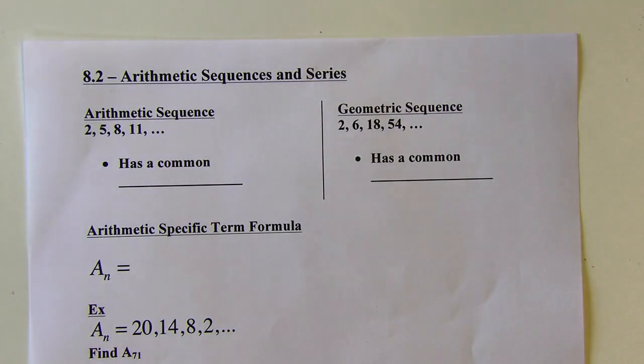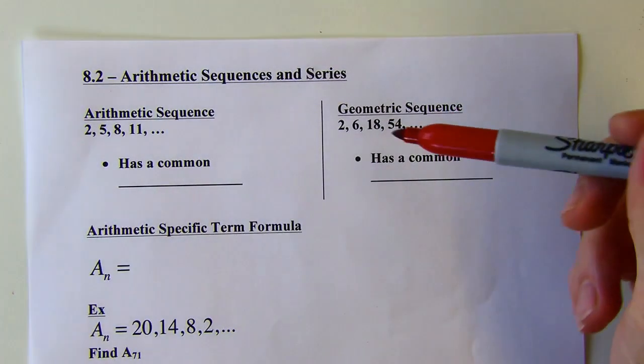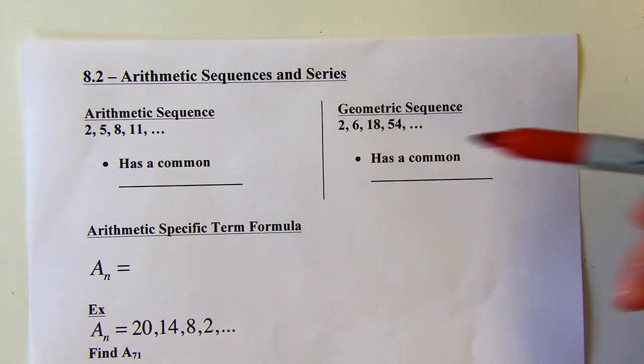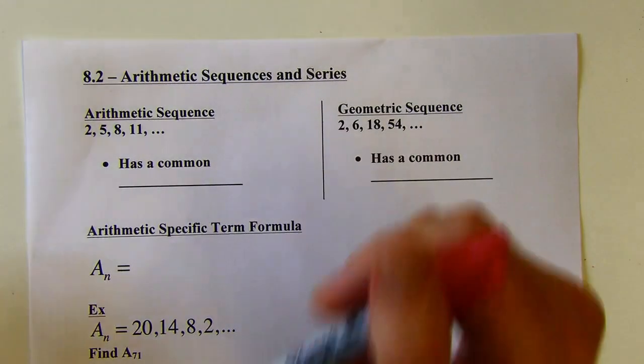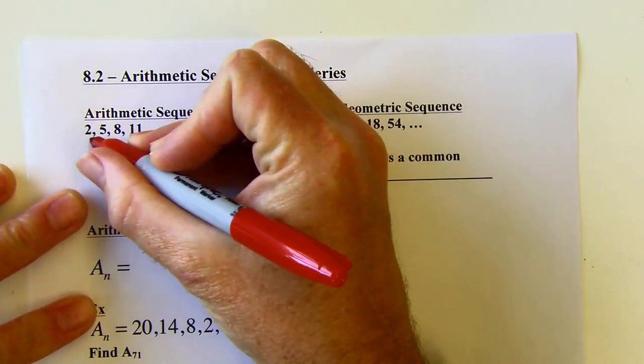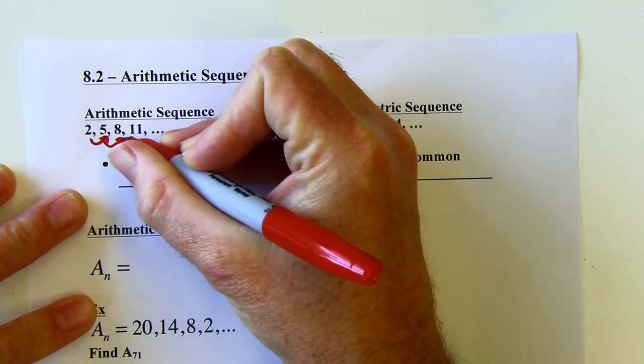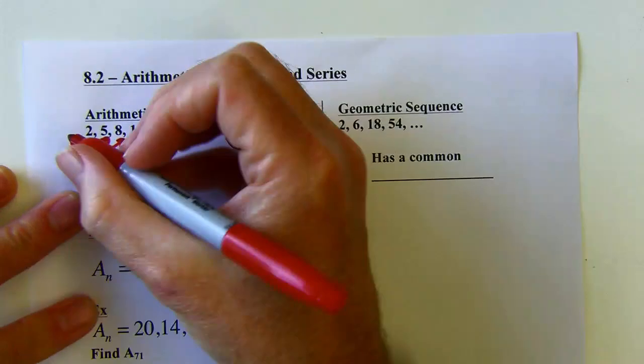Okay, even though we're only really going to be talking about arithmetic sequences and series today, it's important to understand what that is compared to a geometric sequence. So it depends on how you get from term to term. If you analyze this, the way we're getting from term to term is by adding 3.